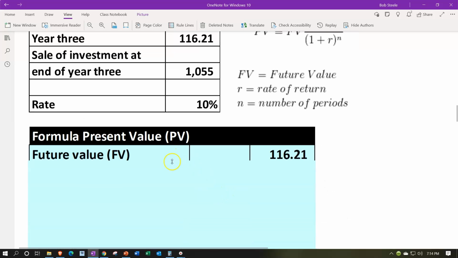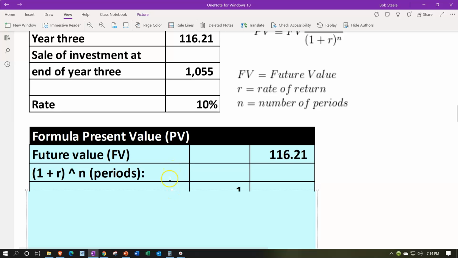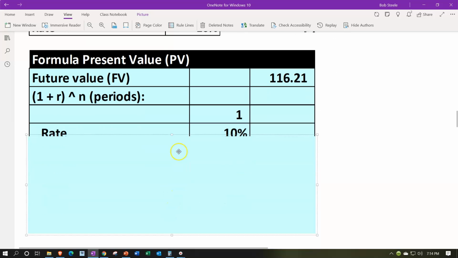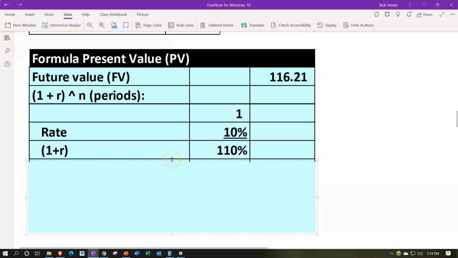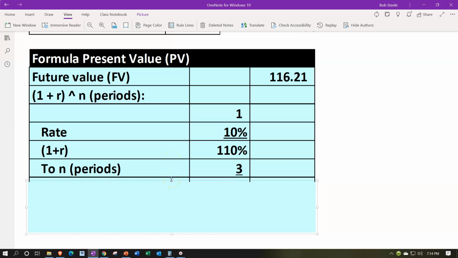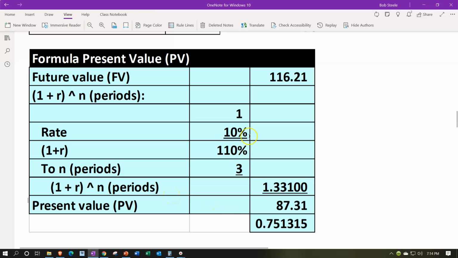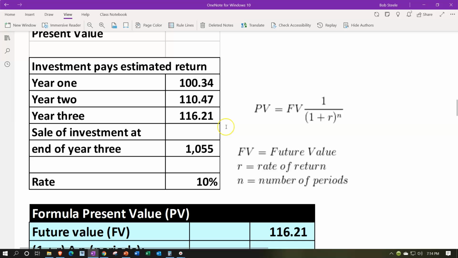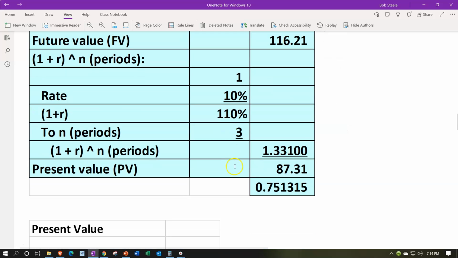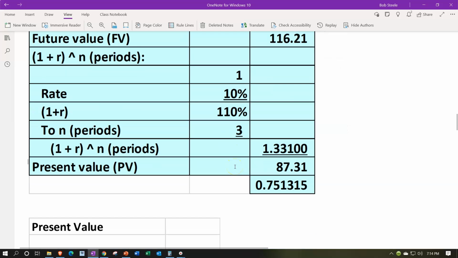So for the dividend, we're going to have the 116.21, and same calculation here, 1 plus the 10%. It gives us the 110% now to the power of 3. So that's going to be 1.331. We take the 116.21 divided by the 1.331. That gives us the 87.31. So again, we're going to receive 3 years from now 116.21, which if we bring the present value back to the current day would be the 87.31.